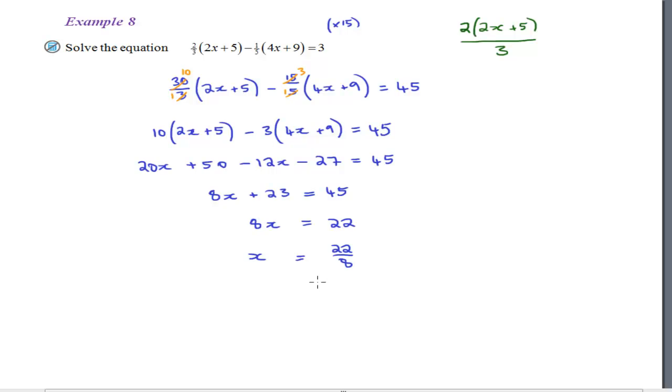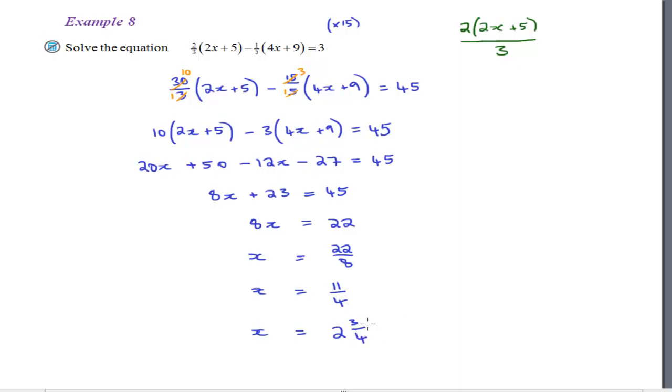They don't stop there because that can be simplified. Both of these dividing by 2, numerator and denominator divide by 2, gives us 11 over 4. And again, as we've seen before, I think it's quite nice for us just to turn any improper fractions into a mixed number. So in this case, how many 4s are 11? There are 2 4s and 3 left over.